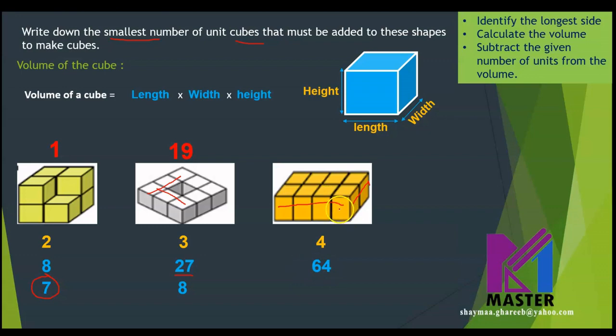What is the last step? I will find out how many small cubes are there in this shape. How many small cubes in this shape? As you can see, 1, 2, 3, 4, 1, 2, 3, 4. Then we have 8 small cubes. And to find the number of missing cubes, I'm going to subtract the 8, the number in the photo, from the volume. So 64 minus 8 equals 56. So the answer is I need 56 small cubes to complete this shape to be a cube. Is this clear?